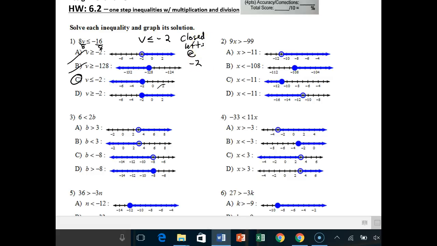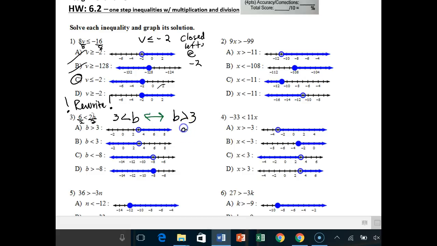All right. So number 3, you need to put big alert signs and say, I need to rewrite this, because the variable is on the right-hand side of the equation. So I'll solve it first. I get 3 is less than b, which is the same thing as saying, read it backwards, b is greater than 3.